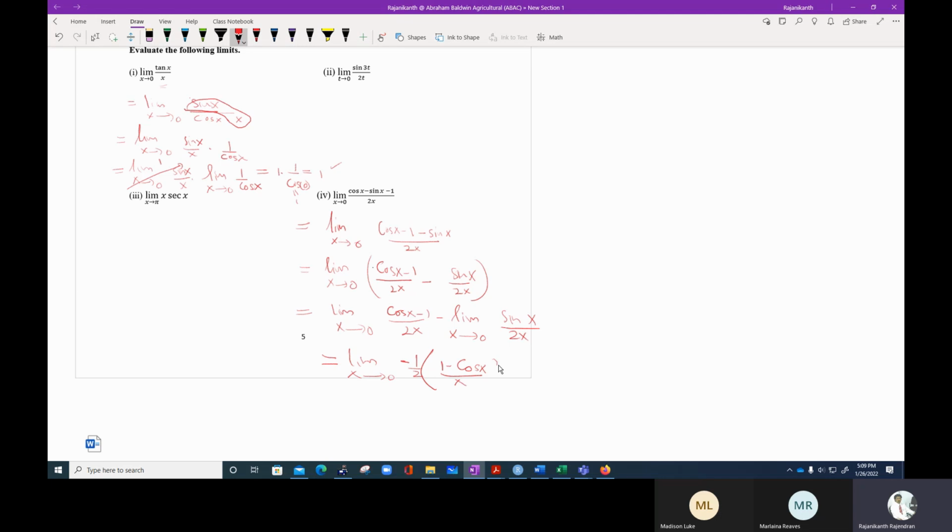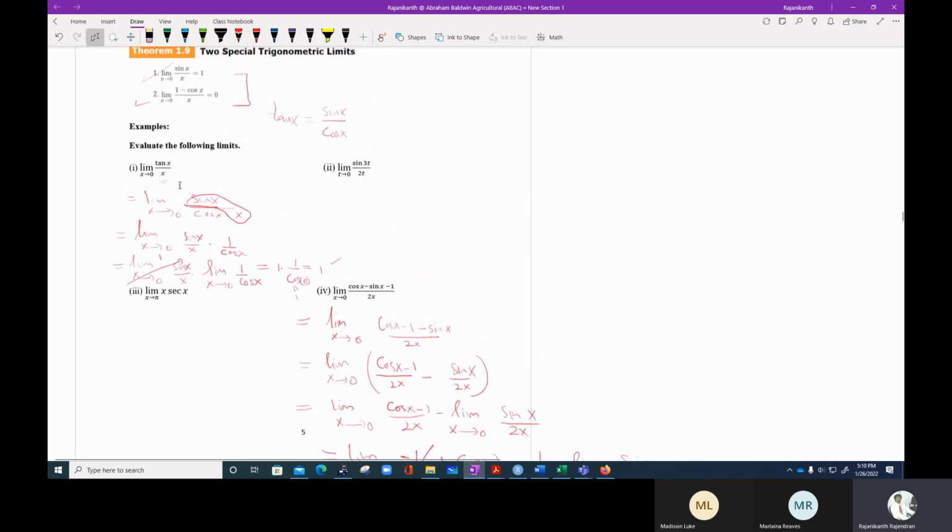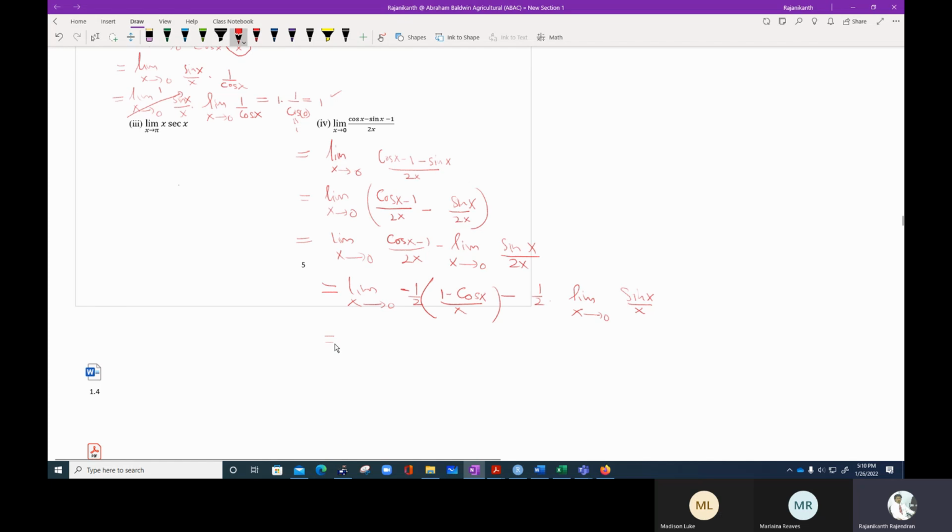And you see x down here. I'm putting half outside of the limit. So I'm writing like this for the second piece of the expression. Now, by using property number 1 and 2, this is going to be negative half pulling out, the limit as x goes to 0 of 1 minus cosine x over x. Then this is negative half of the limit as x goes to 0 of sine x over x, right?